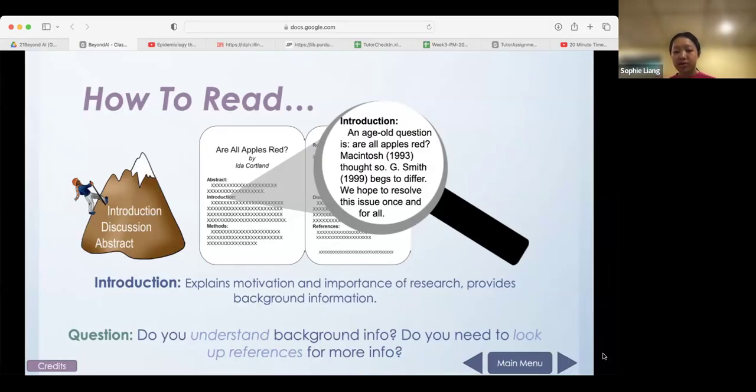And you should ask yourself, do you understand the background information? Do you need to look at references for more information? And of course, if you want to look it up, you can always go to the reference section and see which footnotes are attached to it. If you want to look at more info, sometimes you have to look up some background information, some context you don't know that you need to understand it.